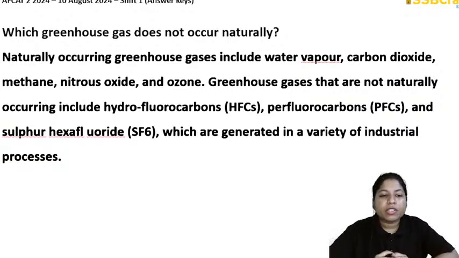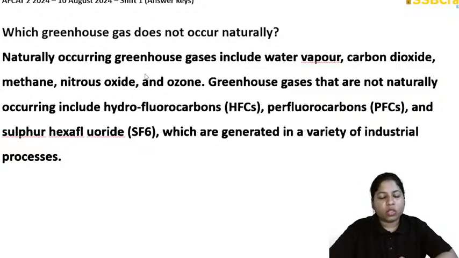Okay, next question is, which greenhouse gas does not occur naturally? कौन सी ऐसी greenhouse gas है जो naturally present नहीं होती? So जो greenhouse gas है उसमें water vapor है, कार्बन डाइऑक्साइड है, मीथेन है, नाइट्रस ऑक्साइड है और ओजोन है. ओके, सो ग्रीन हाउस गैस जो कि नेचुरली डज नॉट अकर, दे आर द HFCs, दैट इज द हाइड्रोफ्लोरोकार्बन्स. ठीक है, देन दे आर PFCs, perfluorocarbons, and sulfur hexafluoride, SF6.